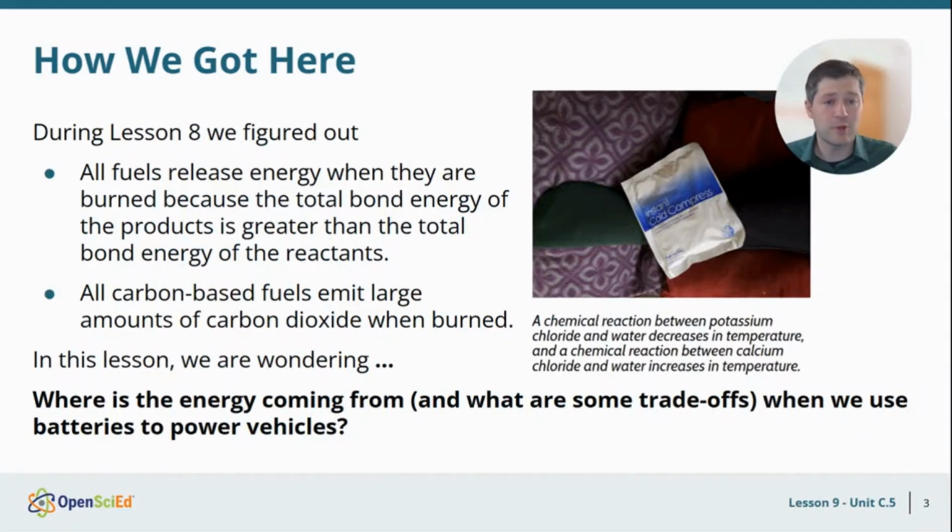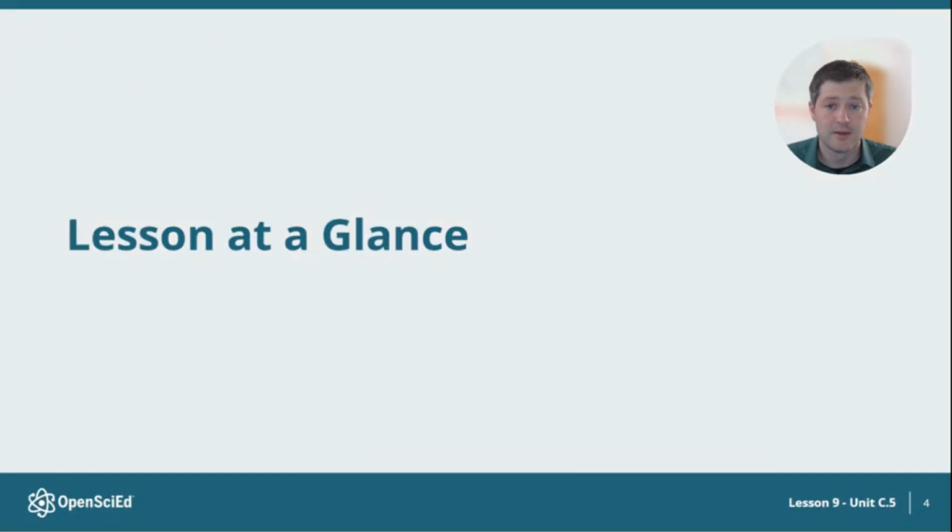In Lesson 8, we wrapped up that loop about internal combustion engines by figuring out ideas about the total bond energy and comparing the reactants and products to see the energy output. We also thought a little bit about how all carbon-based fuels are going to release predictable and large amounts of carbon dioxide when they're burned. And so that helps motivate us to thinking about batteries to power electric vehicles because we know they're carbon-free.